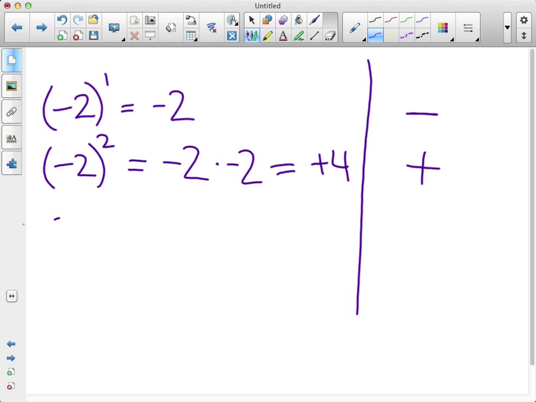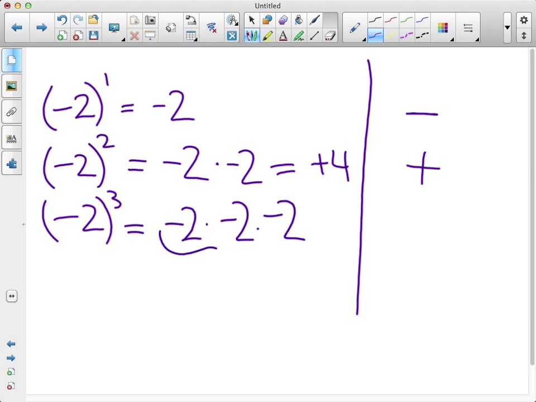Now what happens when we do negative 2 to the 3rd power, or negative 2 cubed? We would have negative 2 times negative 2 times negative 2. And the first negative 2 times negative 2 is going to yield a positive result, in this case positive 4. And when we multiply positive 4 times negative 2, we're going to end up with a negative 8. So we're yielding ourselves a negative result.